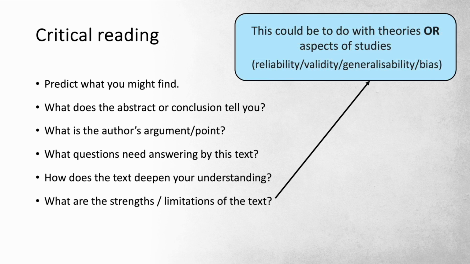Criticality can tie in with theories or aspects of studies. You might want to take a look at bias in some way. Is the bias implicit or explicit? How can you use this information moving forward?